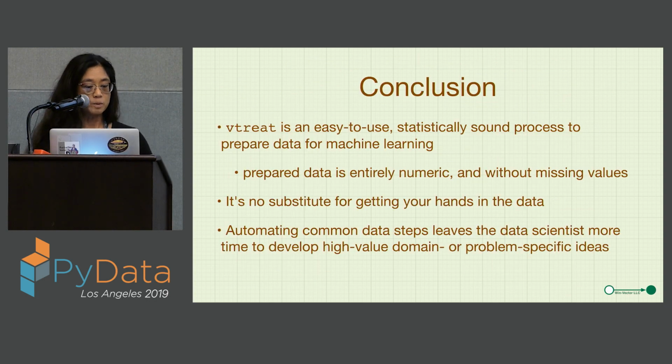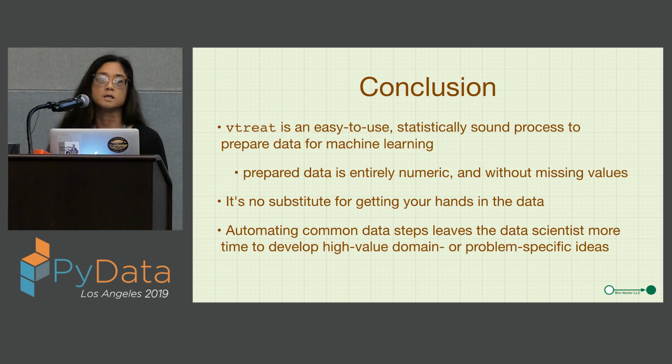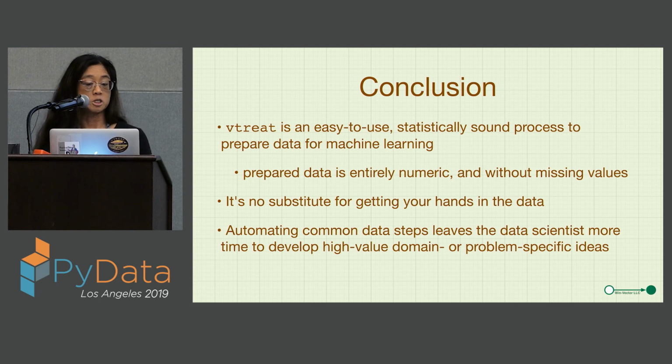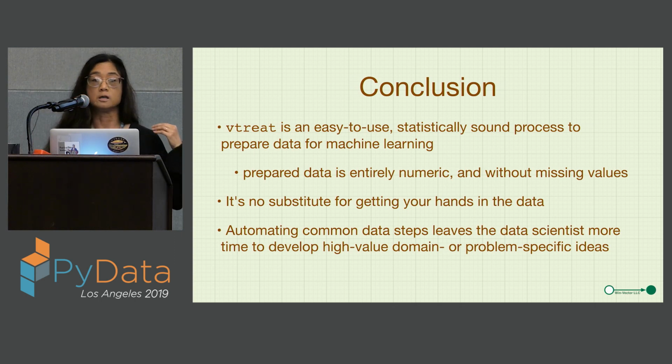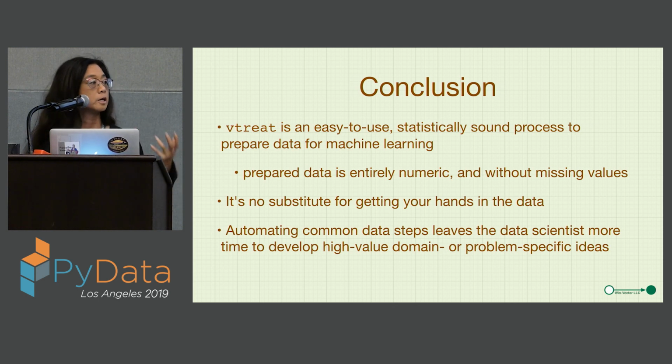To wrap all of this up, what we've presented today is our vtreat package, which is an easy-to-use, statistically sound process to prepare data for machine learning. The prepared data is guaranteed to be entirely numeric and have no missing values, so it's safe to use in downstream modeling algorithms. Again, as John said, automated data treatment is no substitute for actually getting your hands in the data and getting to understand what those features are.